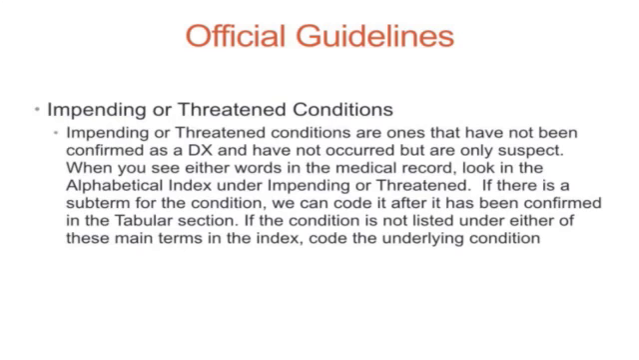Impending or threatened conditions are ones that have not been confirmed as a DX and have not occurred but are only suspected. When we see either word in a medical record, look in the alphabetical index under impending or threatened. If there is a subterm for the condition, we can code it after it has been confirmed in the tabular section. If the condition is not listed under either of these main terms in the index, code the underlying condition.